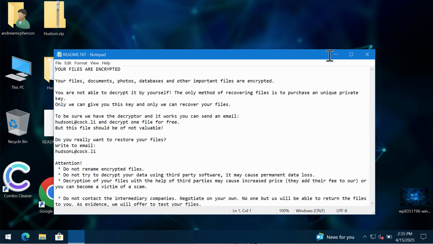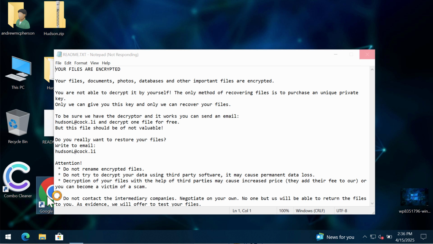However, paying the ransom is not a good idea. Don't waste your money and don't pay the ransom. What I recommend you to do is to remove this horrible ransomware with the help of reliable antivirus. And I recommend you to use the software called Combo Cleaner.